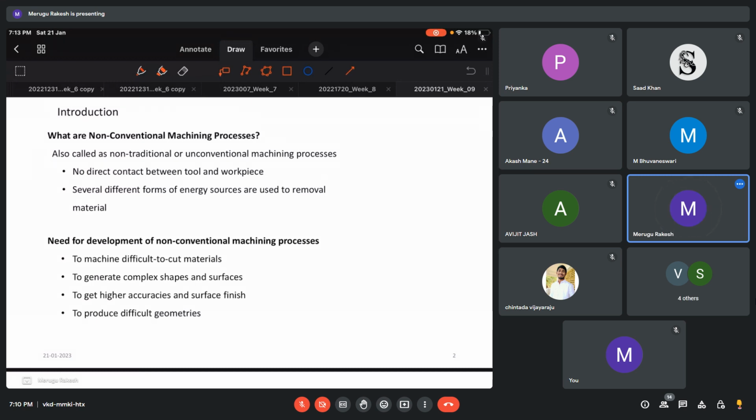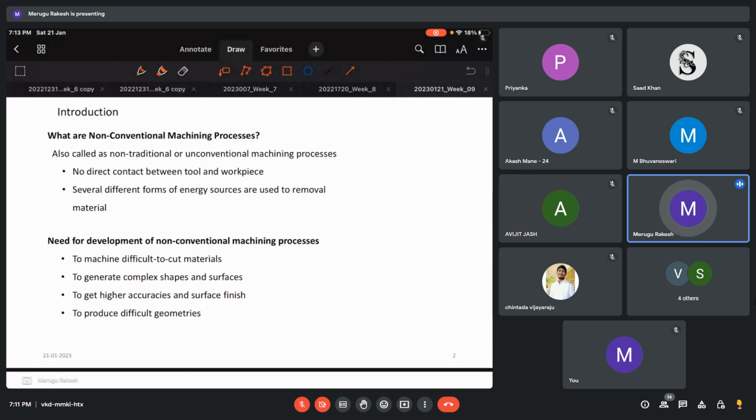So one is the non-traditional machining process, also known as unconventional machining process. One main thing is there is no direct contact between the tool and workpiece. Some medium will be there in between. For example, in ultrasonic machining, there will be slurry with abrasive particles. In ECM there will be some electrolyte, and in EDM there will be some dielectric present. So there will be no direct contact in these processes, and there are different forms of energy we use.